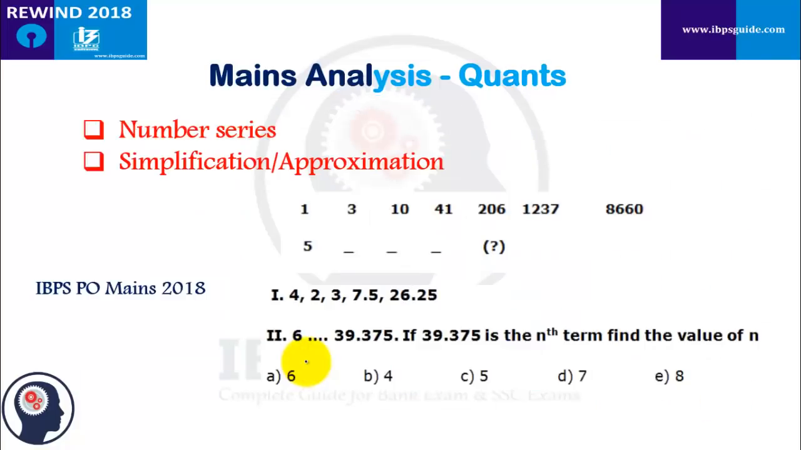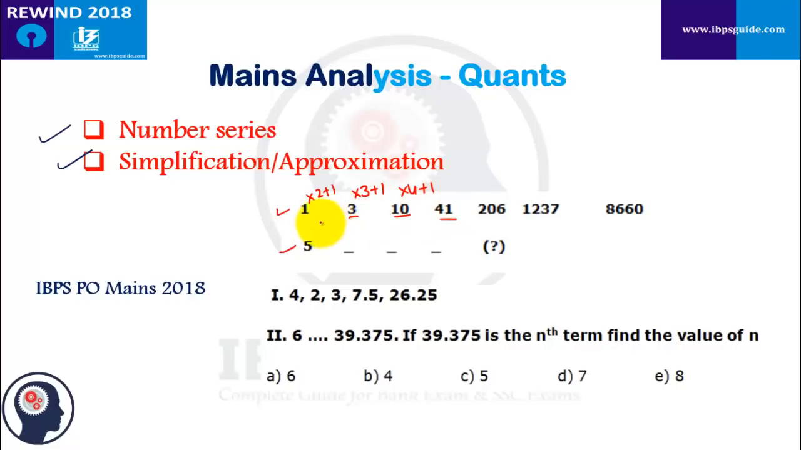Okay, now let's move toward the analysis of quant section in these two topics, number series and simplification approximation. Now in number series the pattern changed in IBPS PO mains 2018. The pattern is two parallel rows. See, in row 1 and row 2, you have to crack the logic of row 1, and the same logic will be applied in row 2. Likewise, in row 1, if you multiply by 2 plus 1, you will get 3. If you multiply by 3 plus 1, you will get 10. If you multiply by 4 plus 1, you will get 41.